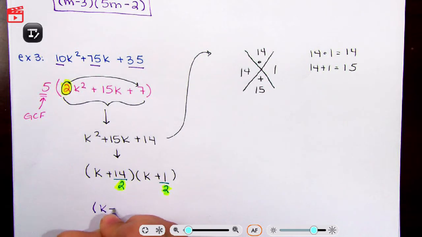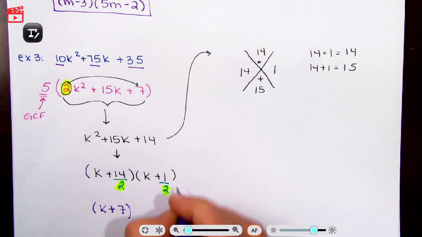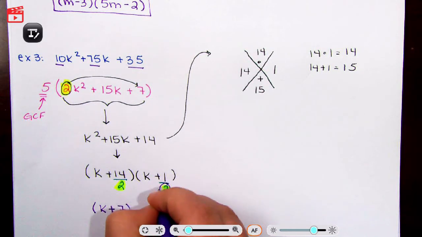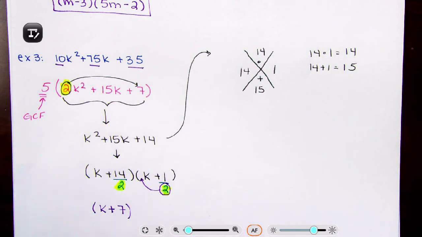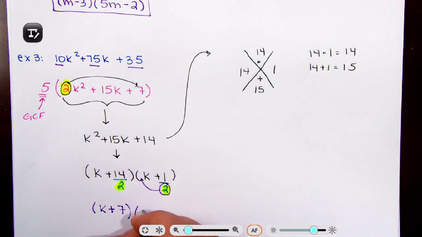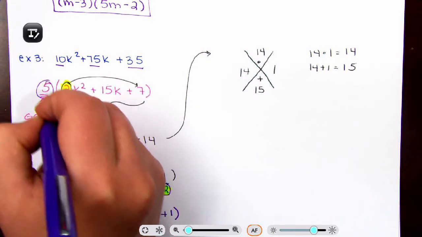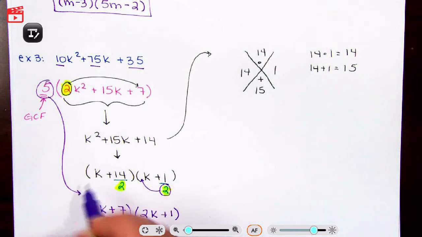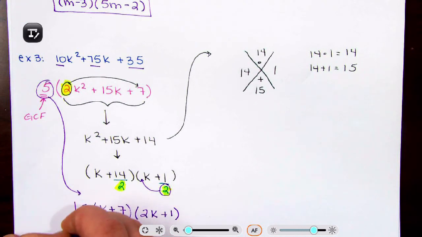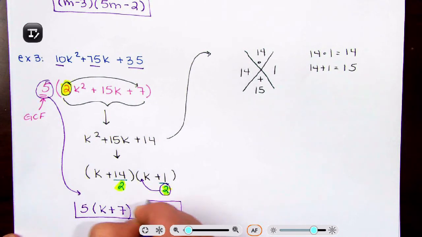K plus 14 divided by 2 is 7. Happy dance there. This one does not simplify because it's 1/2. So I'm going to take this 2. I'm going to bring it out here inside the bubble as a coefficient. And we have 2k plus 1. Now I'm going to take this greatest common factor. I'm going to bring it down and place it with the rest of my answer.